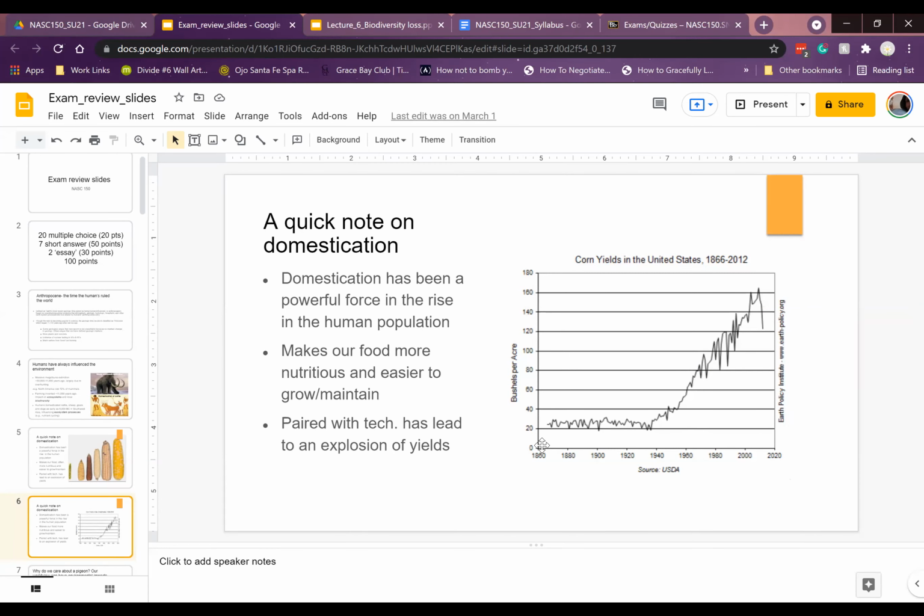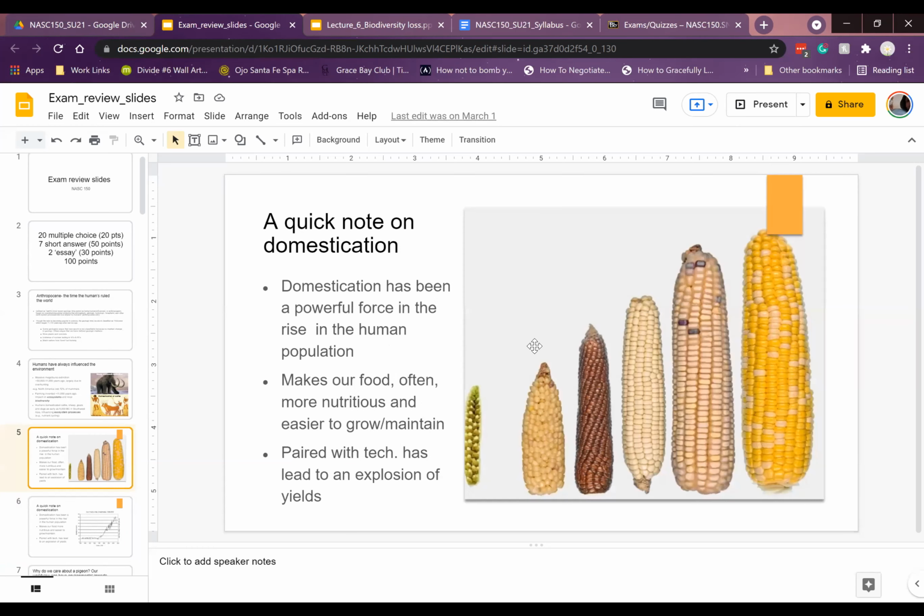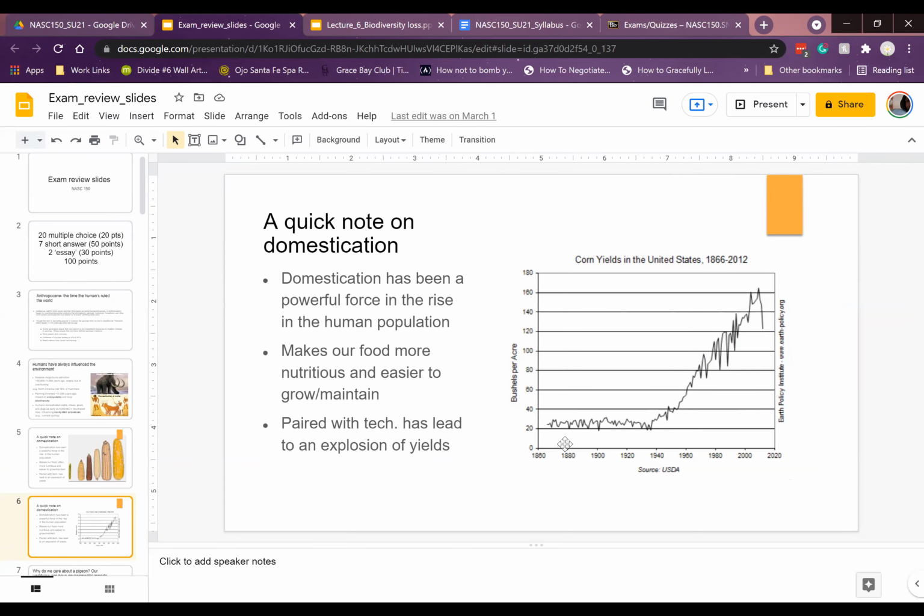Now, remember the wild relative of corn, this little happy guy here called teosinte, about 5-ish bushels per acre. Domestication of corn led to essentially a 4 times increase, or more, to well over 20 bushels per acre. And then when we paired that with industrial fertilizer, it led to an explosion of corn yields over time. So domestication, super duper important.